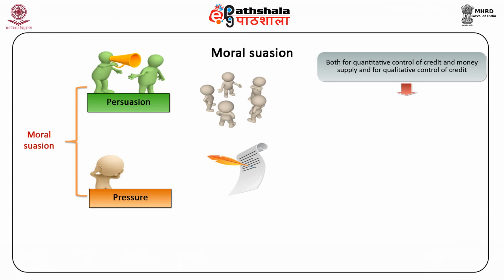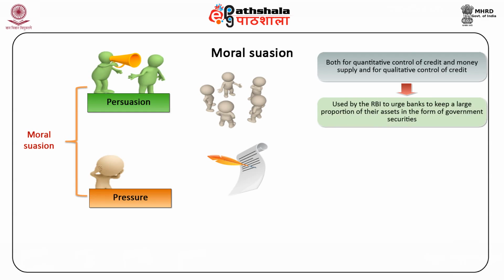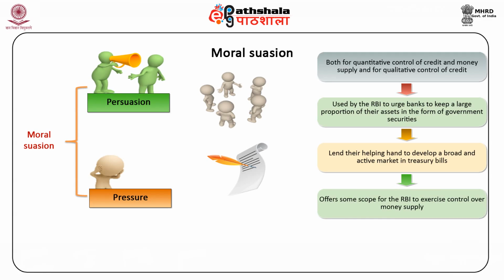In respect of the former, moral suasion can be used by the RBI to urge banks to keep a large proportion of their assets in the form of government securities, lending their helping hand to develop a broad and active market in treasury bills and other government securities, and not borrow excessively from the bank when it is engaged in fighting the forces of inflation. It offers some scope for the RBI to exercise control over money supply.